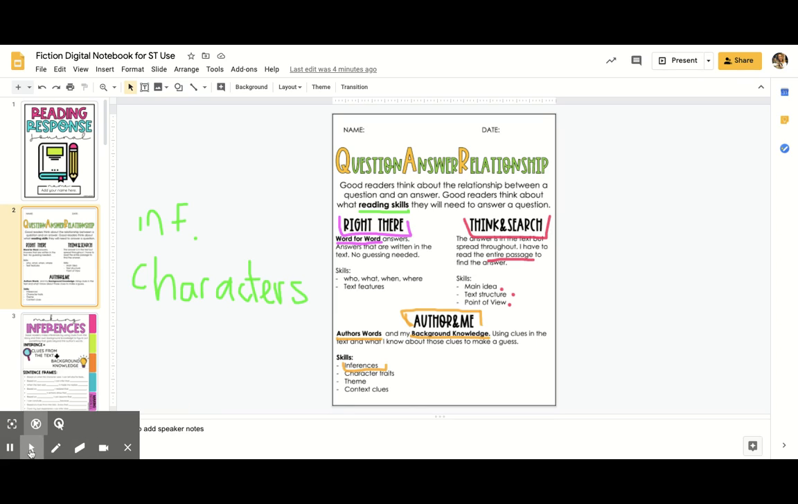So that is what we are really going to focus on today, knowing the difference between a right there answer and an answer where I have to make an inference. And we'll work on think and search, but right now today we're focusing on knowing the difference between these two things. When is it a fact? When is it right there? And when is it an inference? When is it the author and me? And we say author and me because it's the author's words and my background knowledge, right? Putting those two things together to make an inference.